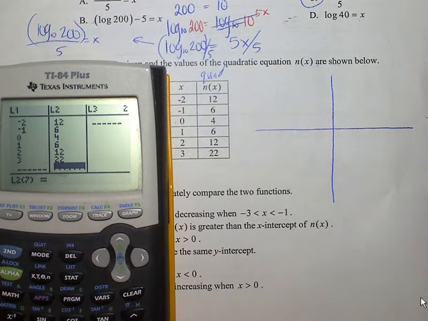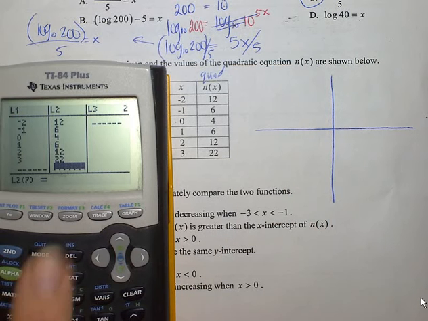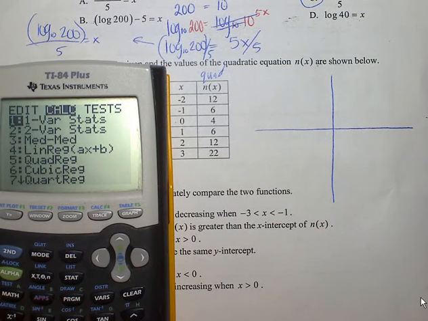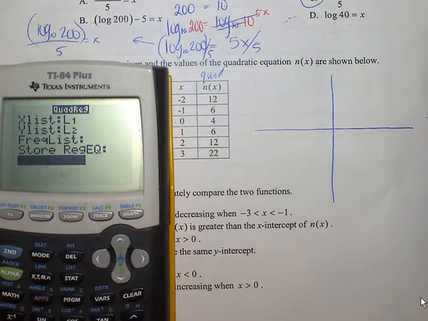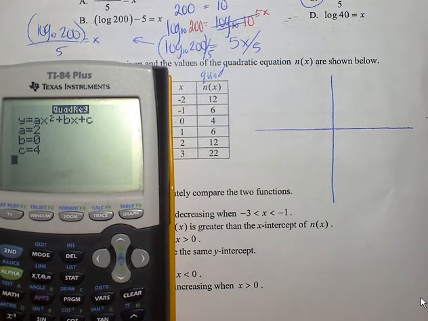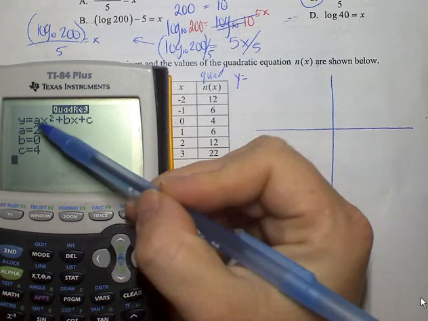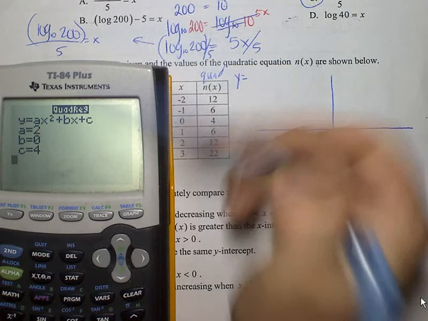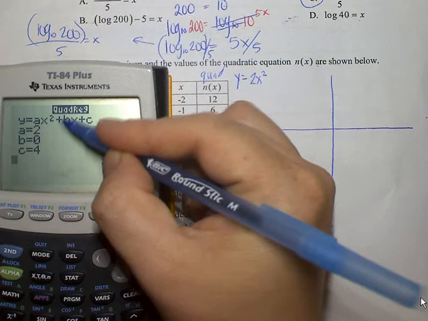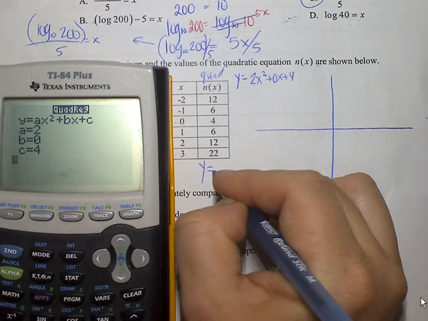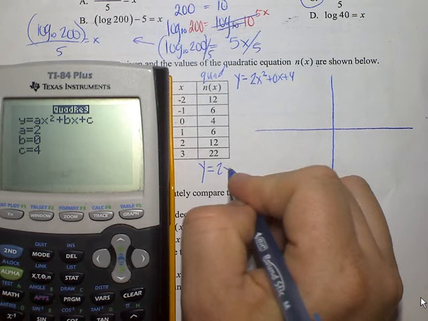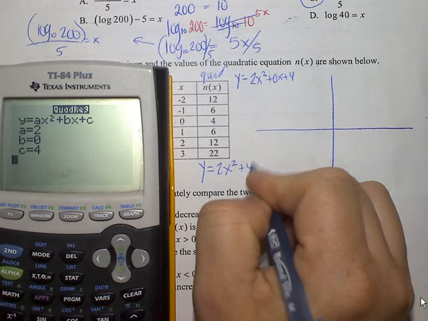Okay, what do we do? Well, we know it's quadratic, so hit stat, calculate, go down until you see quadratic regression, and press enter twice. Do you have the same answer? What do I do with this? Let's write y equals, okay, the a coefficient is 2, so 2x squared plus 0x plus 4. So this equation is n of x equals 2x squared plus 4. That's the equation.